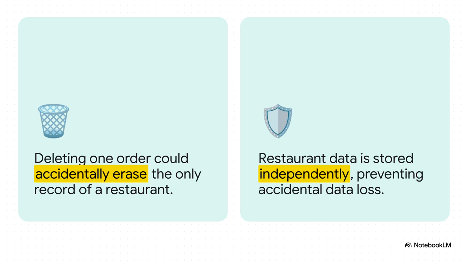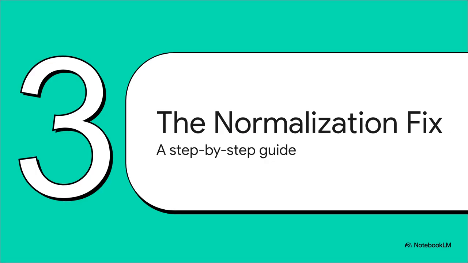And finally, we have what I think is the scariest one, the delete anomaly. Let's say a customer places just one order from a new little mom-and-pop pizza place, and then later deletes their account. Okay, simple enough. But if you delete that one order row to comply, you might also be deleting the only record you have of that restaurant's phone number. You lose critical business information completely by accident. Poof, it's just gone.